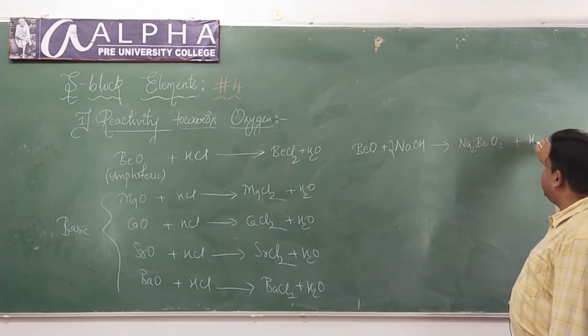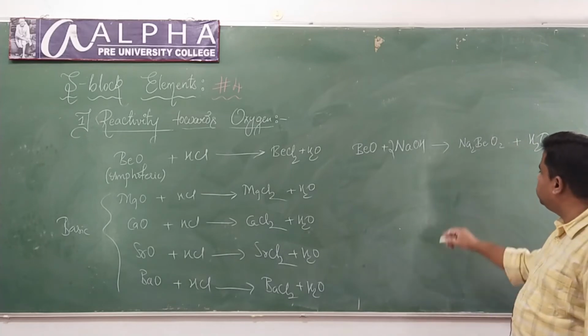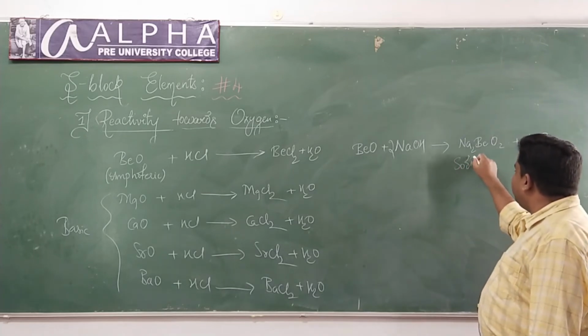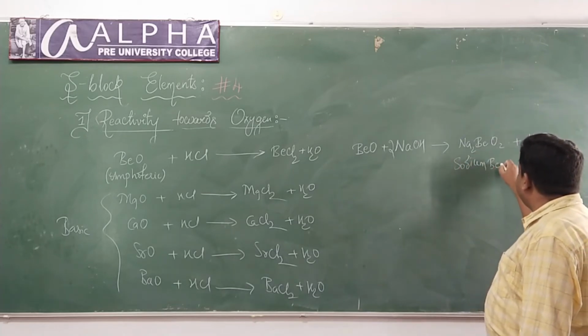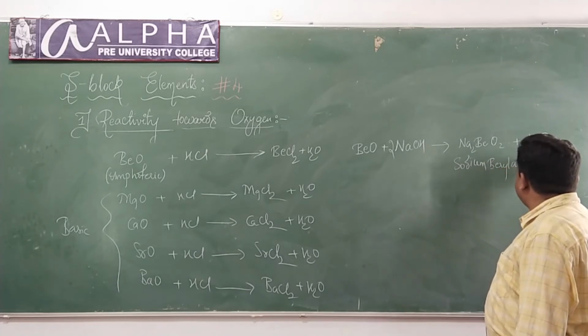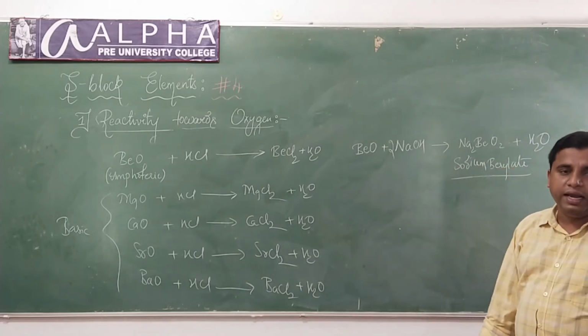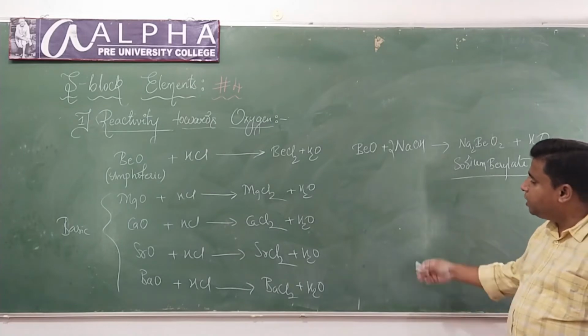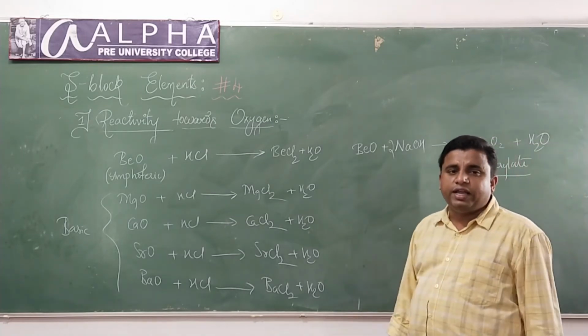Na2BeO2 plus H2O. This is called sodium berylate. What is this called? Sodium berylate. Understood? Okay. So like this, other amphoteric oxides also react.